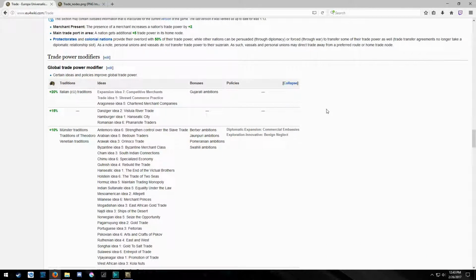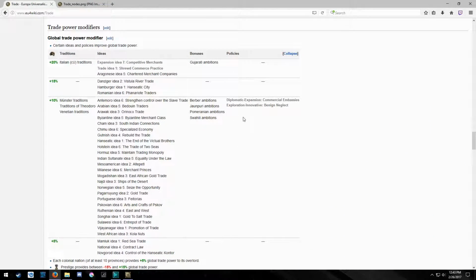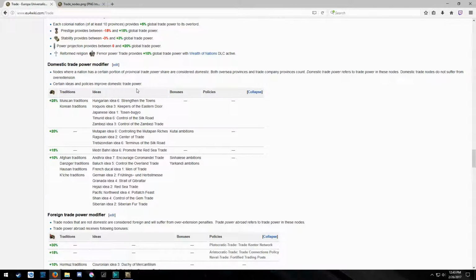Your global trade power modifiers, which is basically everywhere. Domestic trade power, which applies basically to your home nodes.